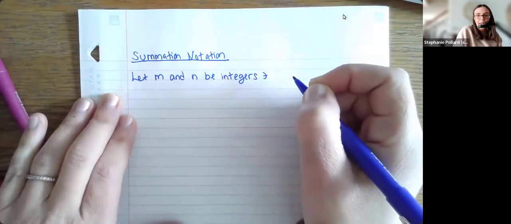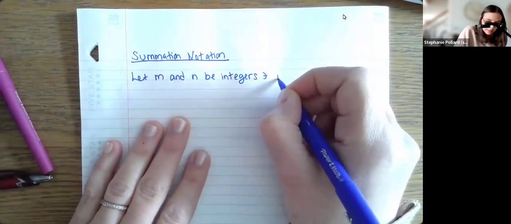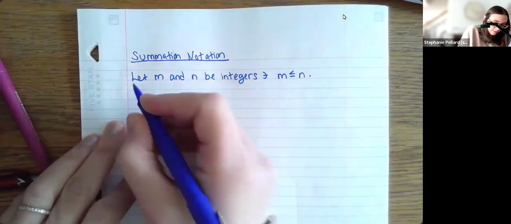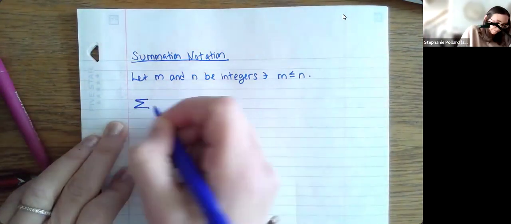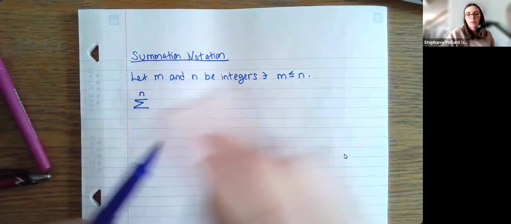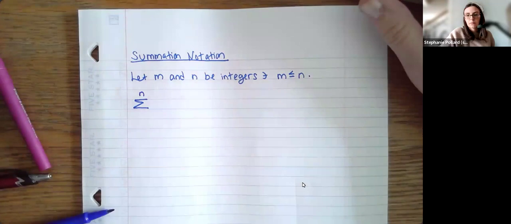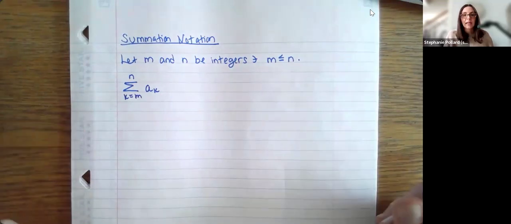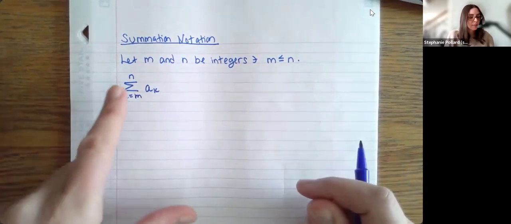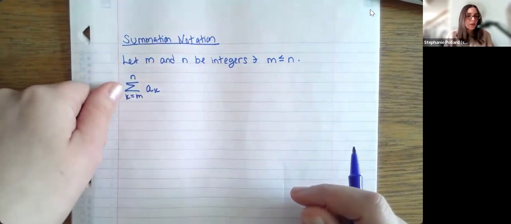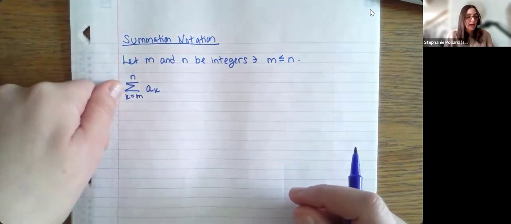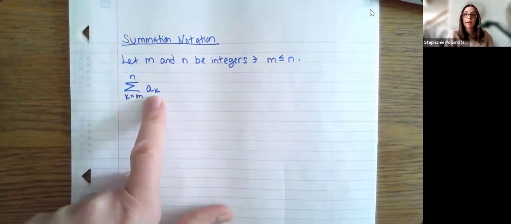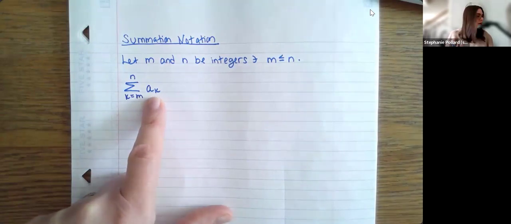All right, so we're going to let m and n be integers such that m is less than or equal to n. And summation notation looks like this. So this is the symbol that we use. All right, so as I was saying, here is the summation notation, what it looks like. So you have this symbol here, which means to sum. You have an upper limit and your starting value, and then you would have some sort of formula for the group, we'll say, or for the equation here.